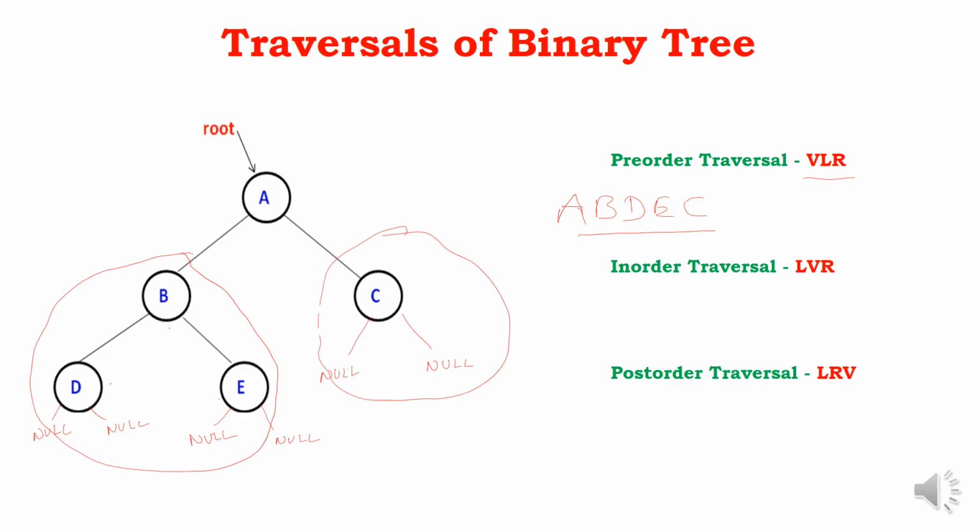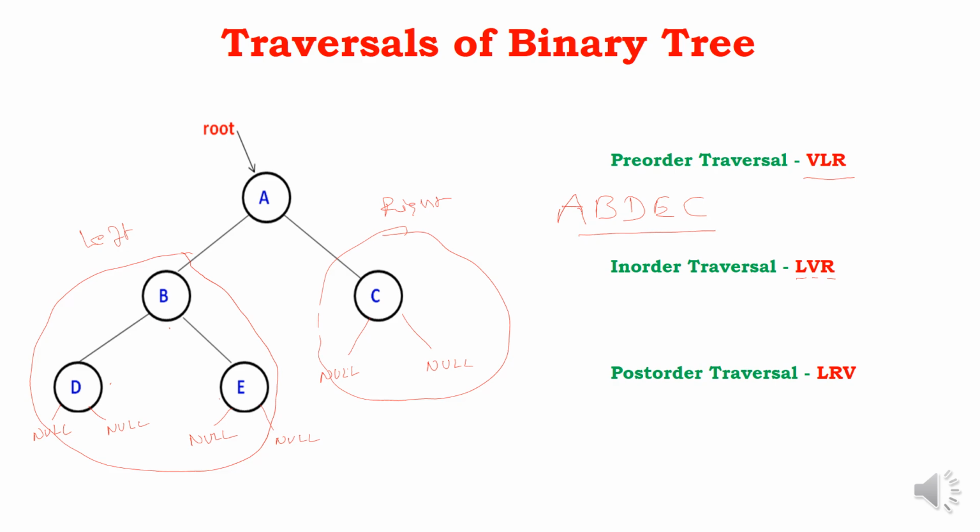Suppose if I wanted to traverse it in inorder traversal. Inorder traversal means traverse left subtree in inorder, visit root node, traverse right subtree in inorder. So here this is a binary tree where it is having a left binary tree and it is having a right binary tree.